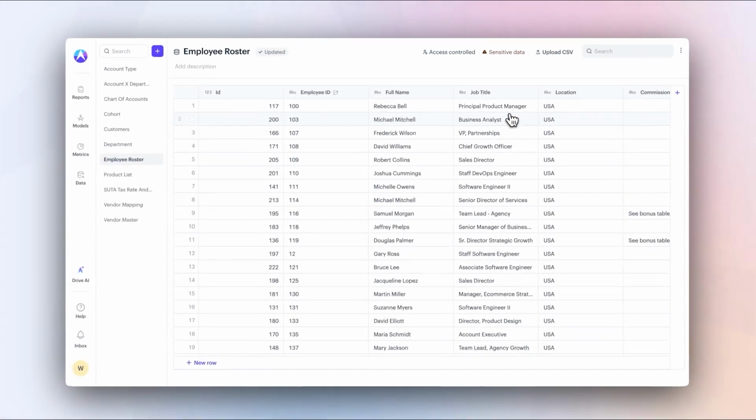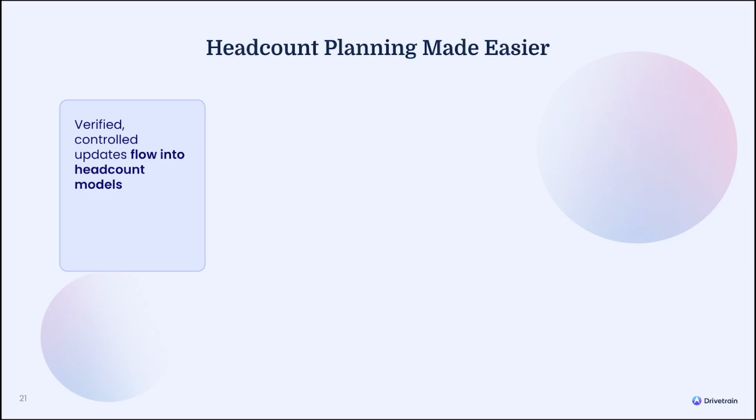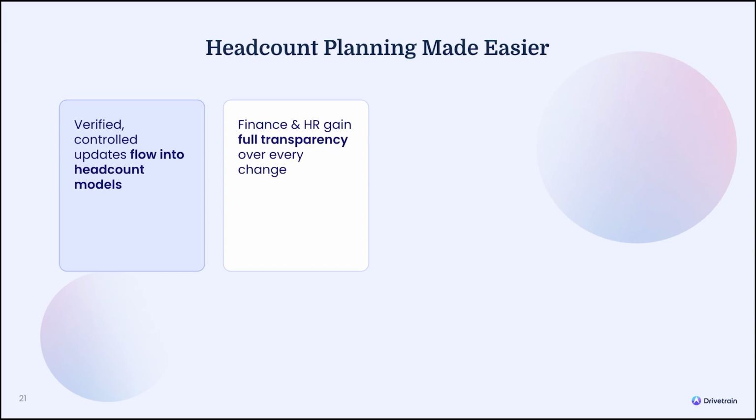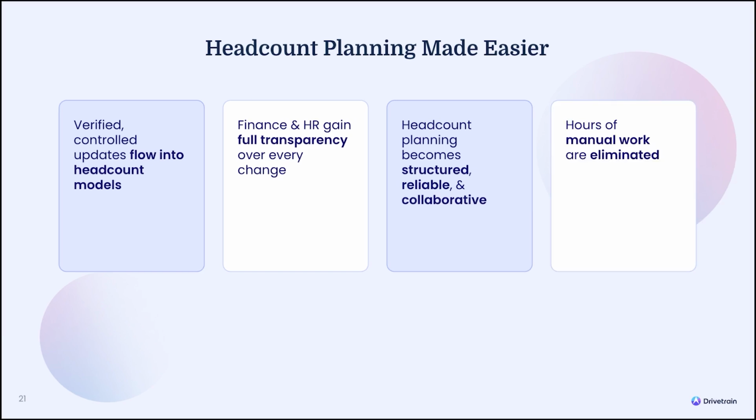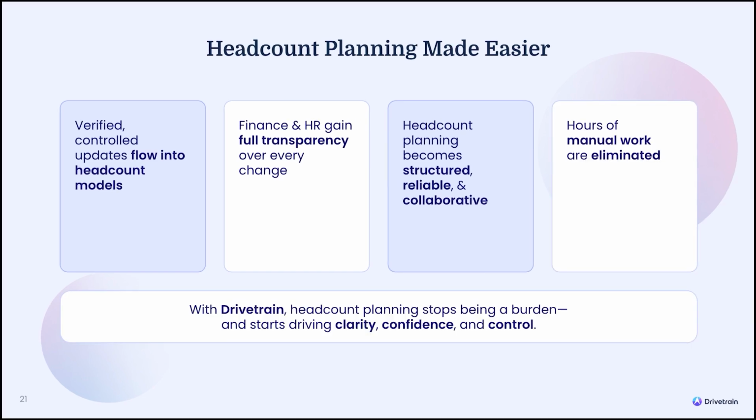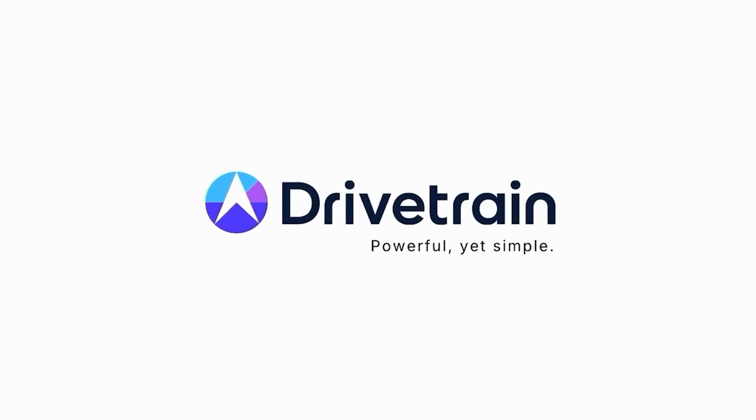This reconciliation workflow ensures that only verified, controlled updates make it into your headcount model and reports, giving finance and HR full transparency and control over every change. With Drivetrain, headcount planning is structured, reliable, and collaborative. You can model every detail, reconcile changes with confidence, and save hours of manual work while improving accuracy across finance and HR, all in under 4 minutes. Powerful, yet simple.